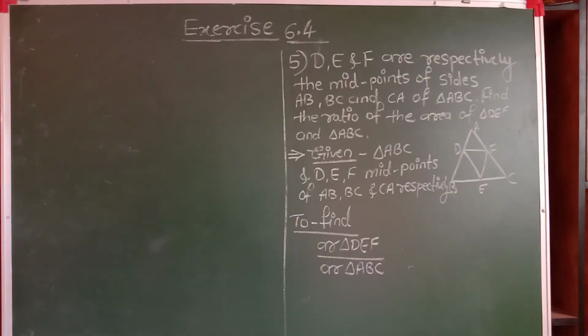Next, fifth example. Fifth question: D, E, F are respectively the midpoints of sides AB, BC and CA of triangle ABC. Find the ratio of area of triangle DEF and triangle ABC. Here given is triangle ABC, and D, E, F midpoints of AB, BC and CA respectively. Already I have drawn there. To find: area of triangle DEF divided by area of triangle ABC. Solution.